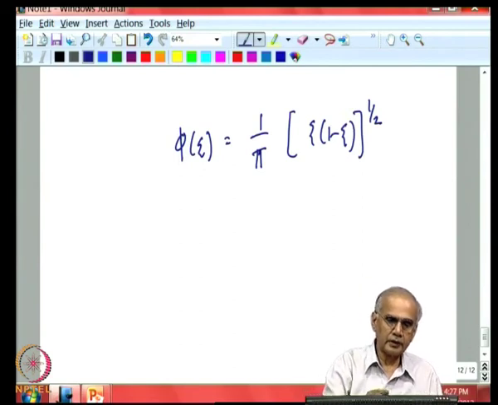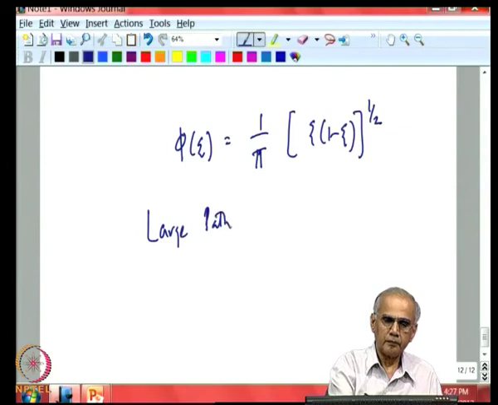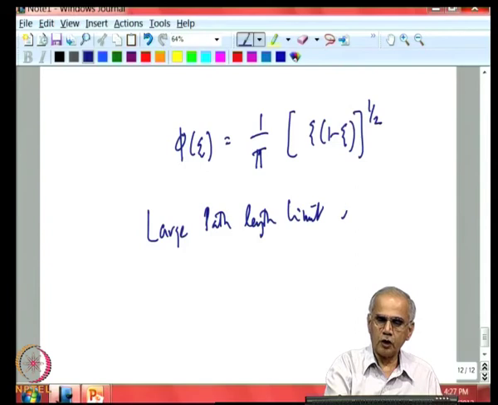but it is important to recognize that the large path length limit is not similar to the optically thick limit.